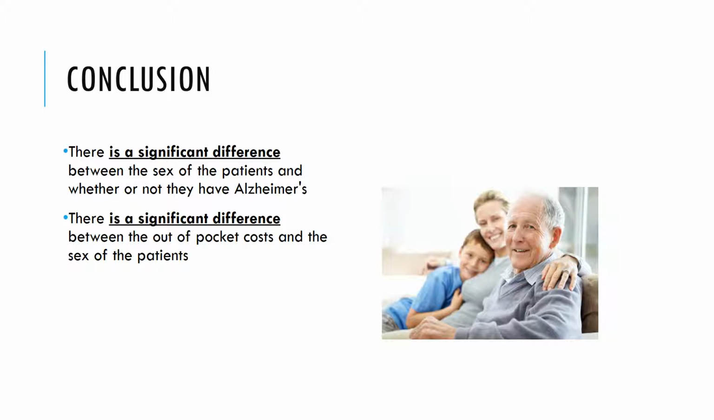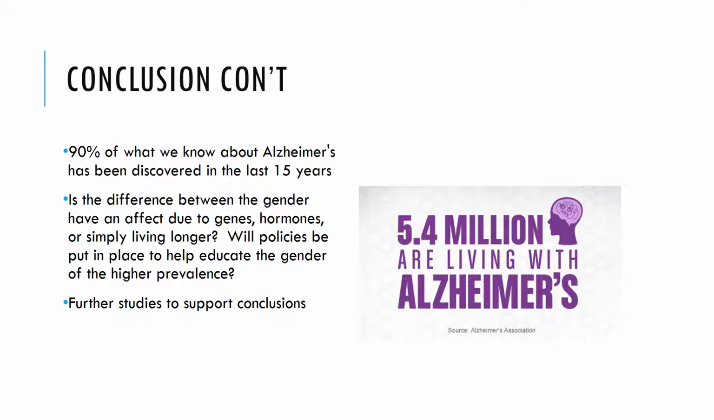This causes me to wonder what we should do with the knowledge of our results and if we should put any new policies in place to help those who are going to be affected by this disease. In conclusion, 90% of what we know about Alzheimer's has been discovered in the last 15 years. Due to the results, this causes me to think, is there a difference between the genders? Is the difference between the genders due to genes, hormones, or simply living longer? Will policies be put in place to help educate the gender of higher prevalence? Hopefully, further studies will help support my conclusions.